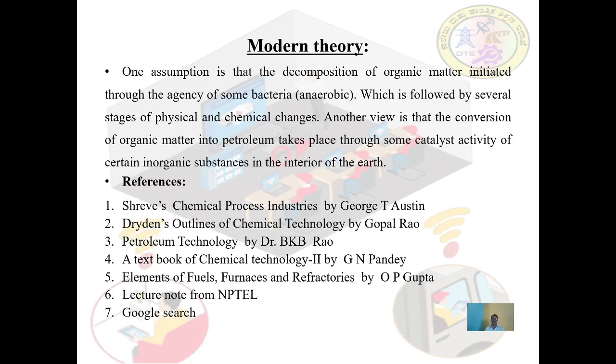For reference, the students can refer the following books: Chemical Process Industries by George T. Austin, Dryden's Outlines of Chemical Technology by Gopal Rao, Petroleum Technology by Dr. B.K.V. Rao, a Textbook of Chemical Technology 2 by G.N. Pandey, Elements of Fuels, Furnaces and Refractories by O.P. Gupta, lecture notes from NPTEL, Google search. These are the resources. You can make use of these.